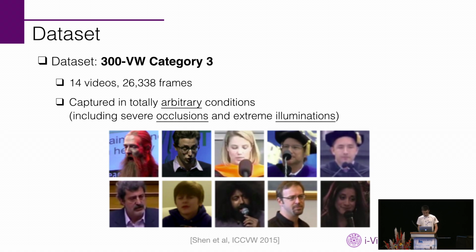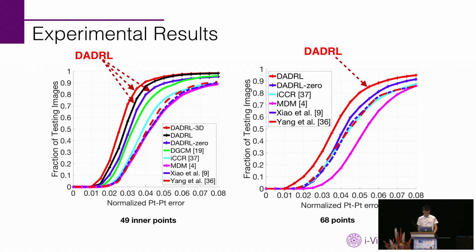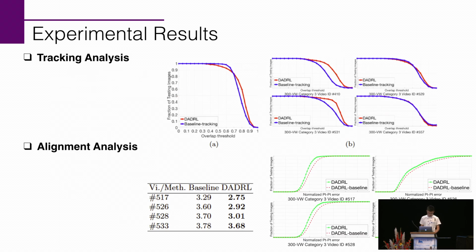We evaluated the performance of the proposed DADR on the 300VW category 3 dataset. This dataset contains 14 videos with more than 20,000 frames. The videos are captured in totally arbitrary conditions, including serious occlusions and extreme expressions, which makes it a very challenging dataset. The experiment results for both the 49 inner points and 68 points are illustrated in the figures. As we can see, our DADR achieves state-of-the-art performance over other methods.